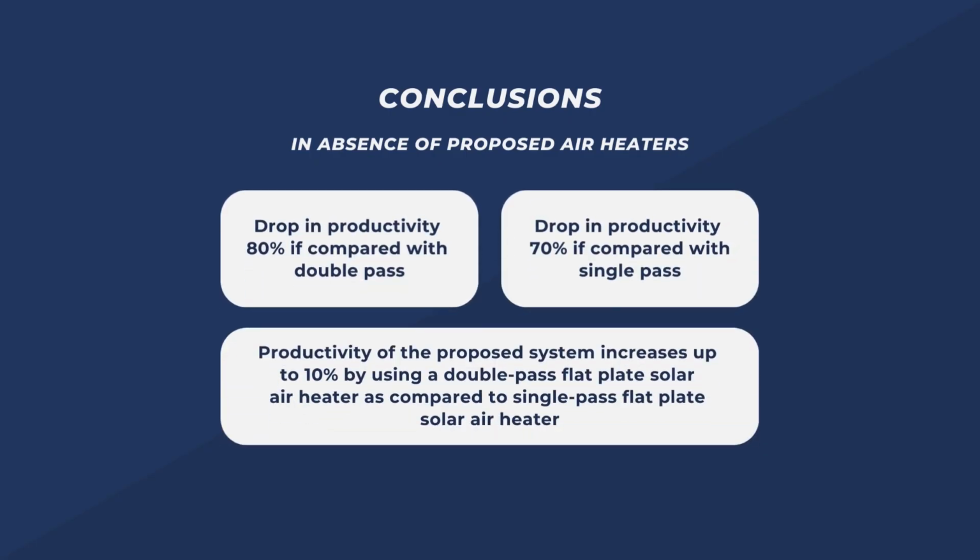As can be seen, the productivity of the proposed system increases up to 10% by using a double pass flat plate solar air heater as compared to the single pass flat plate solar air heater. There is a drop in productivity of 80% compared with the double pass, and a drop of 70% compared with the single pass, in the absence of the proposed system. Now, the superiority of the double pass solar air heater over the single pass solar air heater, particularly for the proposed desalination system, can be observed.